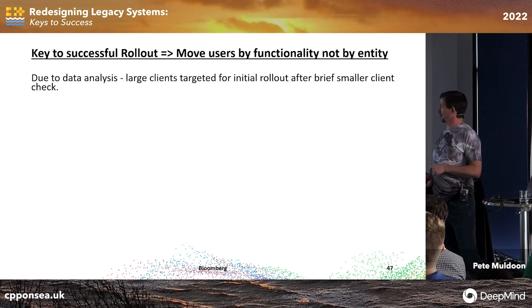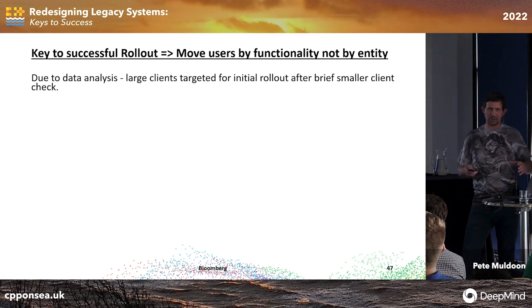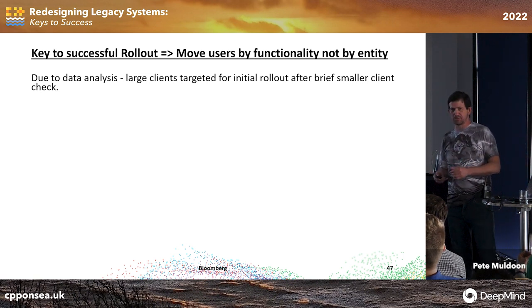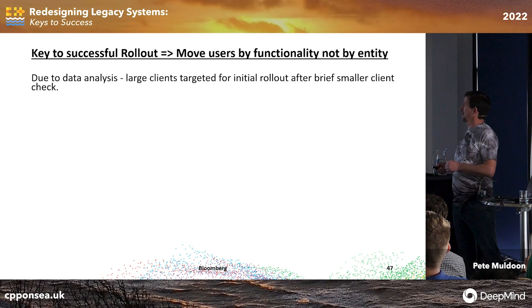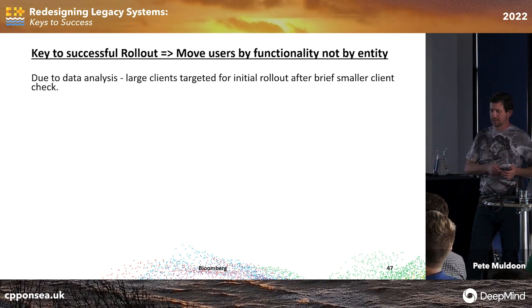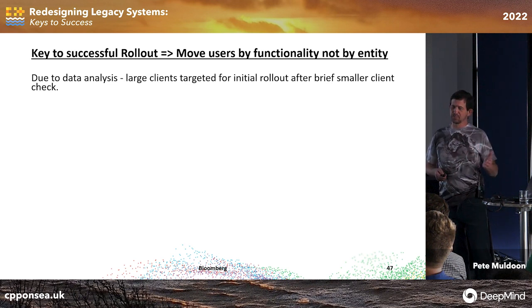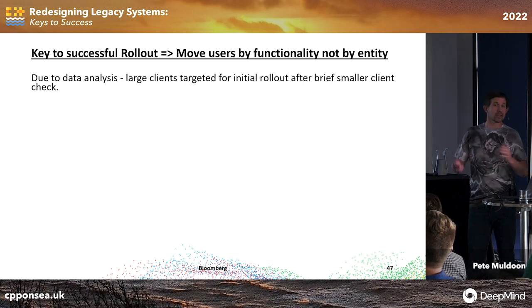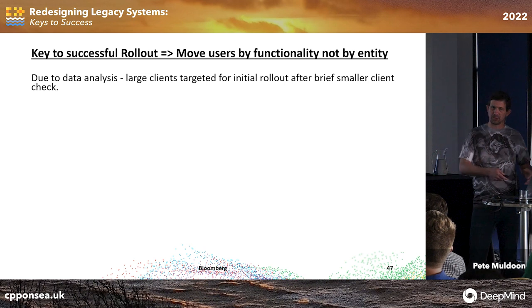And then the rollout we did, like I say, we took chunks of some functionality, which we'd highly specified, and we said, that's what we're moving. After we moved the smaller client, one or two of them over, right, because you don't want to move the big guys first. And they were fine. We started moving the big people, you know, the big heavy users over.